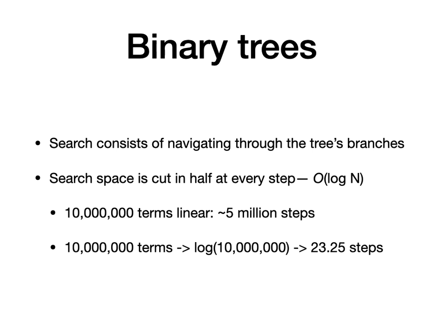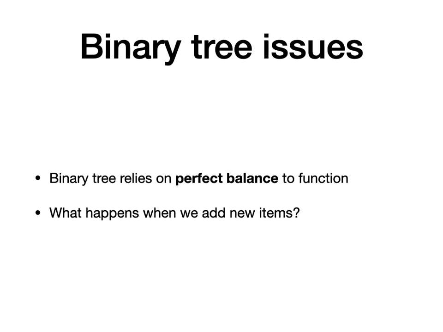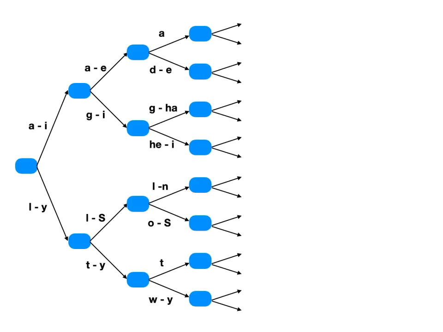Now, binary trees also rely on perfect balance to function. So if we need to add new items, what happens? The issue becomes, what happens if we add 1,000 words with the letter Y in them? That's going to be a lot of letters just kind of tacked onto the bottom of this tree. We would have to restructure and rebalance the tree quite often to make use of it.